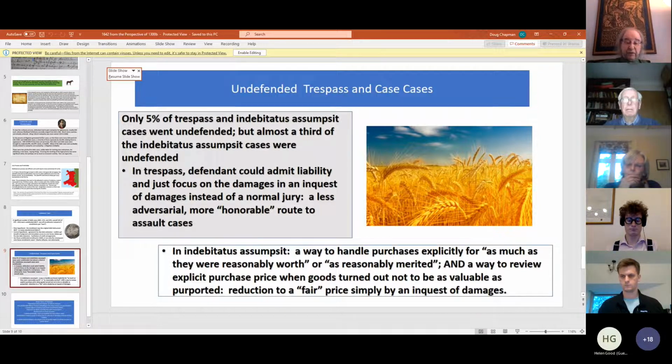But it's also a very different kind of thing. You might agree on an explicit sum, 60 shillings for my wheat. And when I deliver it to you, you look at it and say, that's not really worth 60 shillings. It's really worth more like 40.